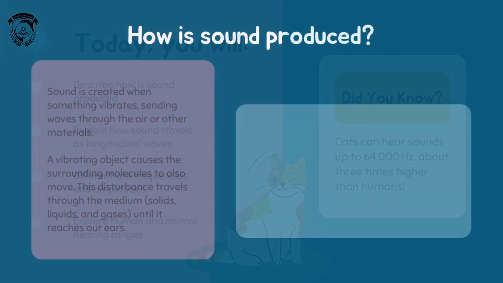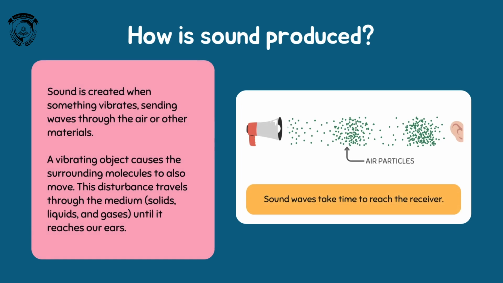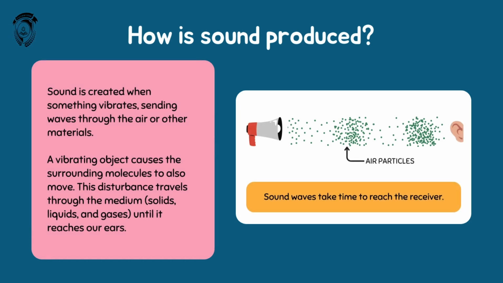So let us see how a sound wave is produced. Sound is created when something vibrates, sending waves through the air or any other material. A vibrating object causes the surrounding molecules to also move. This disturbance travels through the medium until it reaches our ears. You can see in the figure in front of you, there are some air particles which are concentrated in some parts, and in the other parts they are a little bit far away.